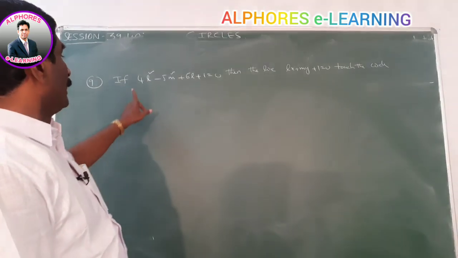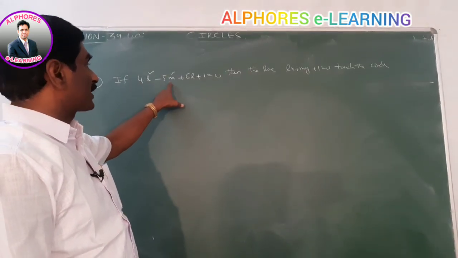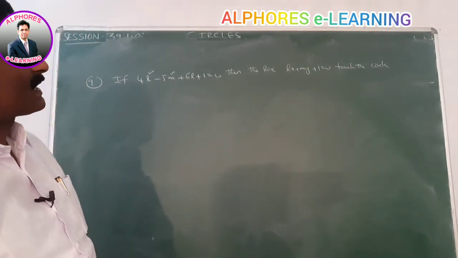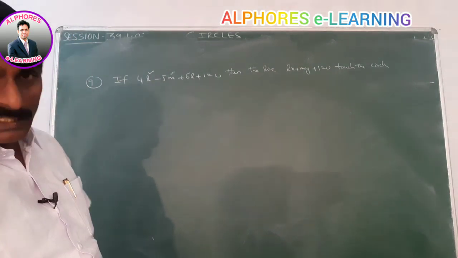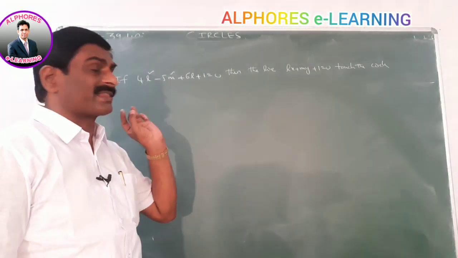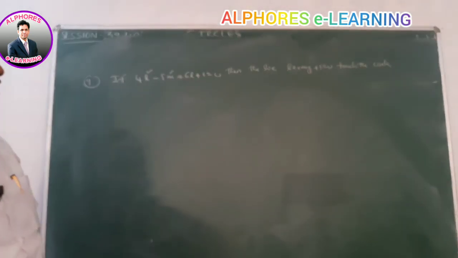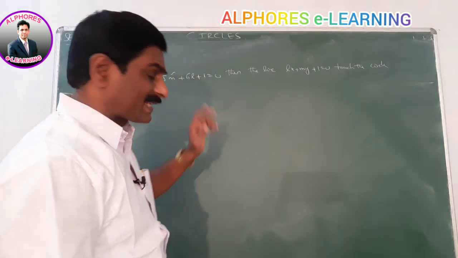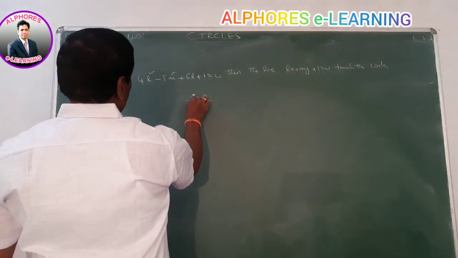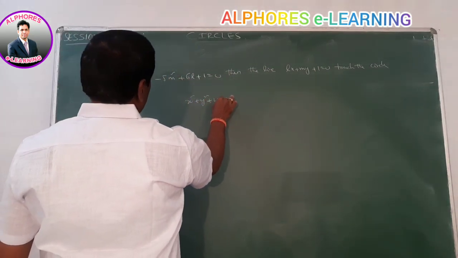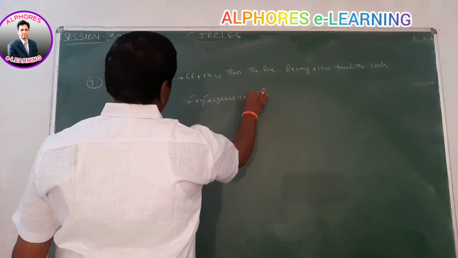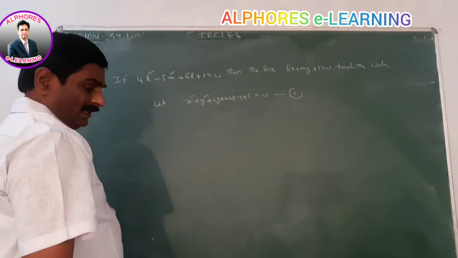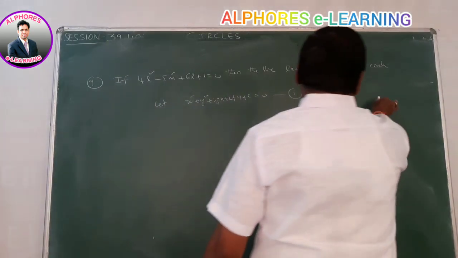If 4l square minus 5m square plus 6l plus 1 is equal to 0, then the line Lx plus My plus 1 is equal to 0 touches the circle. That means we find the equation of the circle. Now we find the equation of the circle. This line touches that circle. Say the circle equation is x square plus y square plus 2gx plus 2fy plus c is equal to 0. Let us assume the equation of the circle is this value. The given line touches this circle.